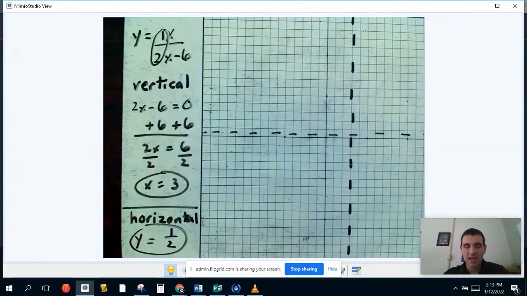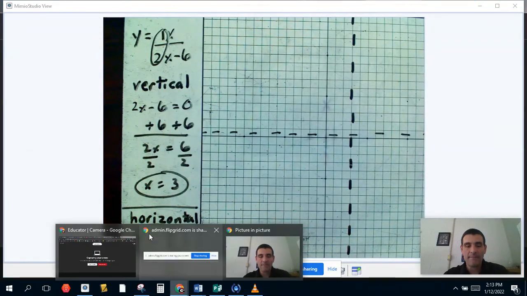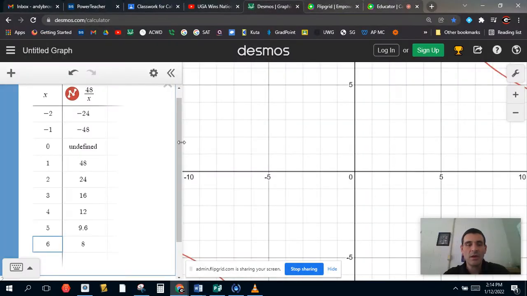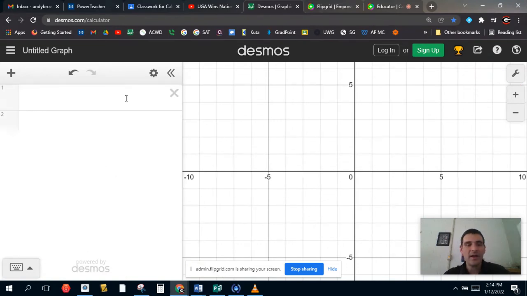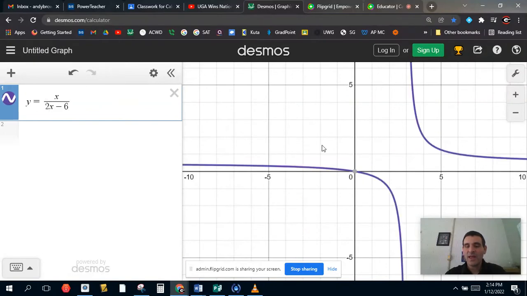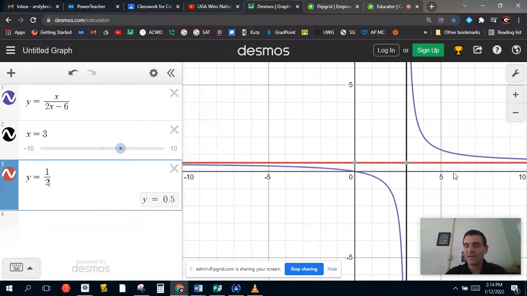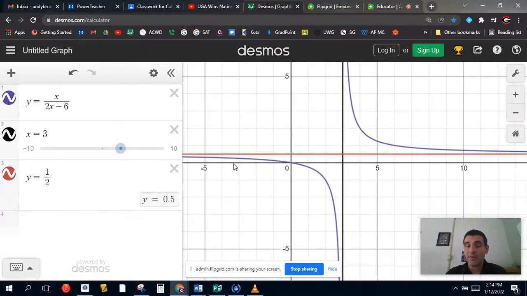Let's go to Desmos and go from there. Here's the Desmos screen. I'm going to graph what I had there. And it is y equals x divided by 2x minus 6. You can see that line x equals 3 and y equals 1/2. You can see what asymptotes are. The graph is actually the purple part, but you can see how it forms in those lines. It approaches the black line, the red line more and more closely.